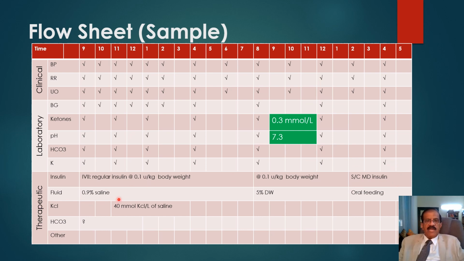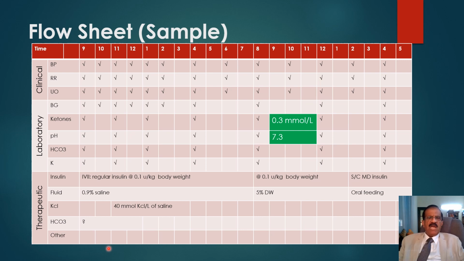For fluid, initially normal saline, and once blood glucose level comes to 250 milligram per deciliter, then we add dextrose water and then we switch to oral feeding. Potassium chloride: in the first 2-3 hours, potassium is not given unless the patient had hypokalaemia to begin with. Then from the third drip onward we add 40 millimoles of potassium chloride in 1 liter and infuse it slowly, and this is done till ketosis is resolved. Bicarb may not be given, but if given, only if the pH is less than 6.9. And some other treatments.